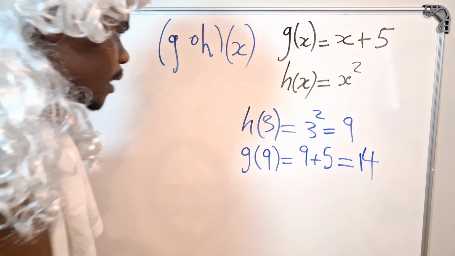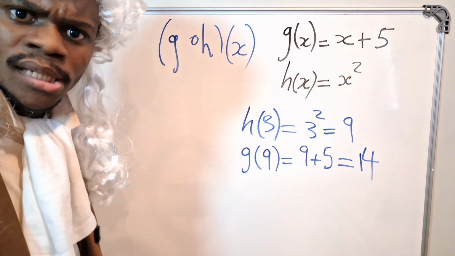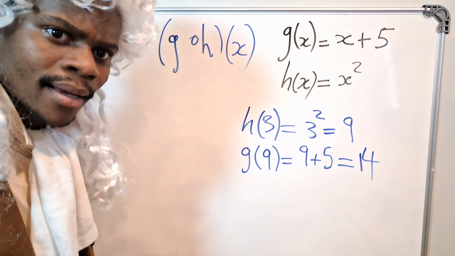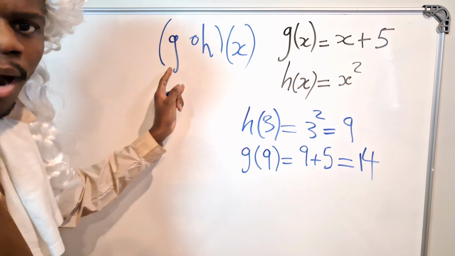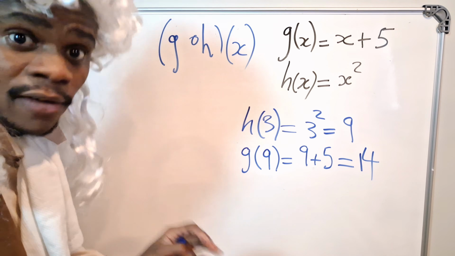Well, no, it doesn't work out. The answer is 14. What was the answer in our previous example? It was 64. So what are we saying? This swapped around, they are not equal. Okay, the order does matter. It does matter very much.